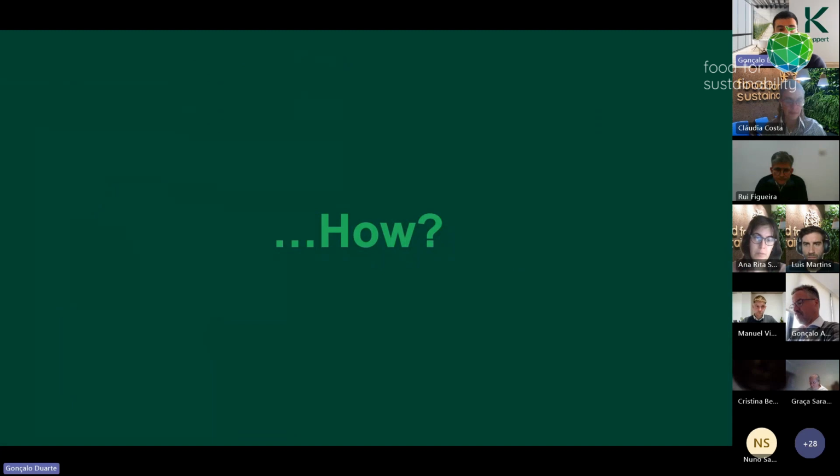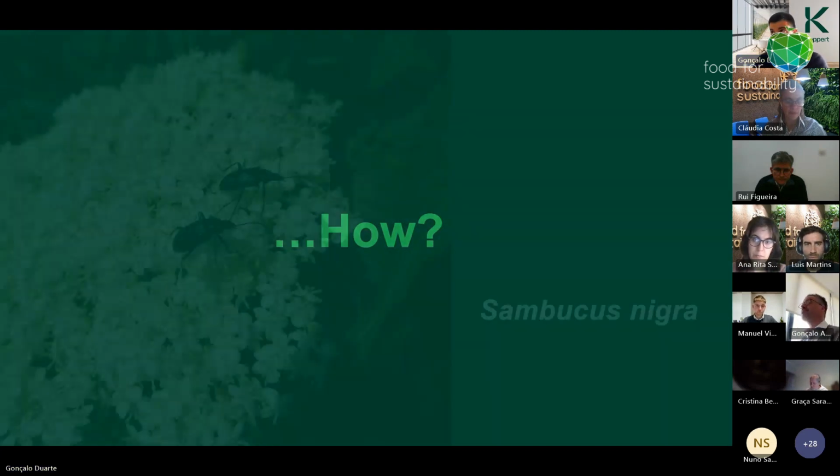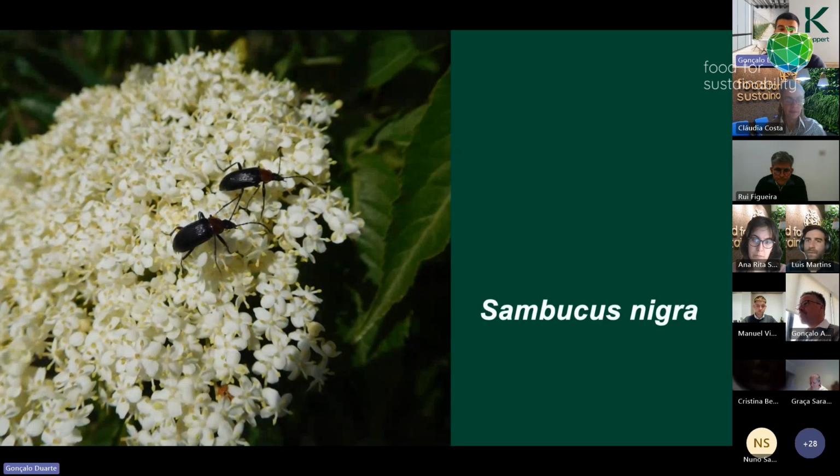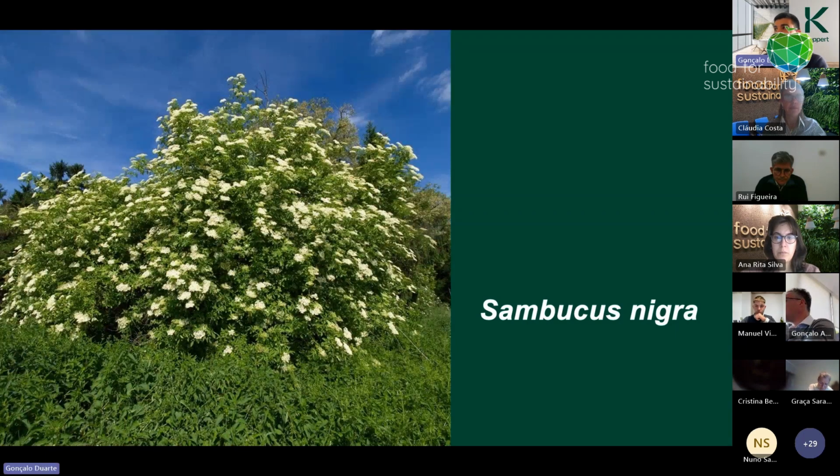And this is just a brief summary of examples of how we can do this. I will show you just a brief number of species that we are currently advising growers to put in their systems to increase functional biodiversity. The first one is Sambucus. It's a native species in our country. It produces an abundance of flower in spring. It's a very good resource for many insects, as you can see.